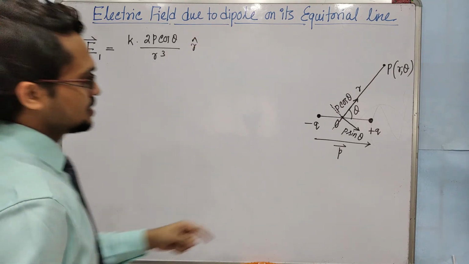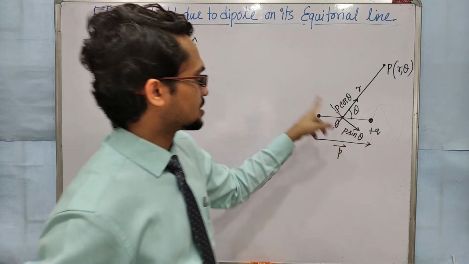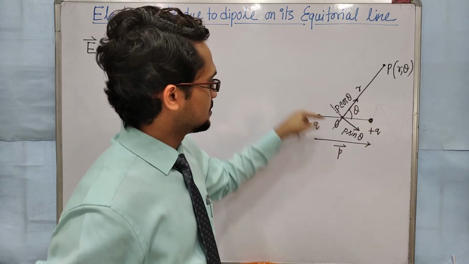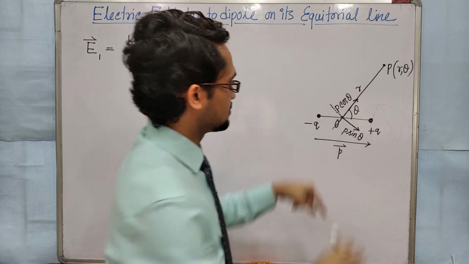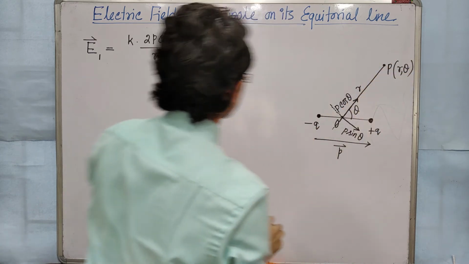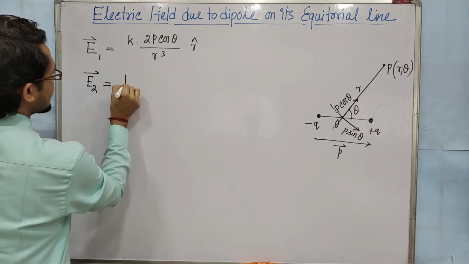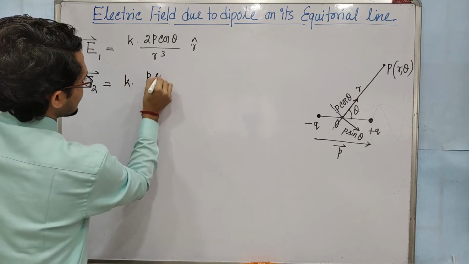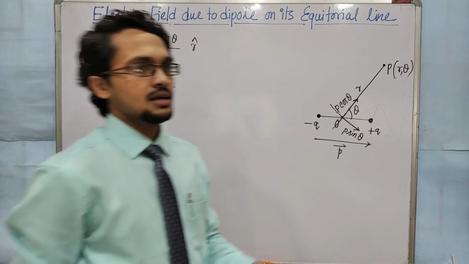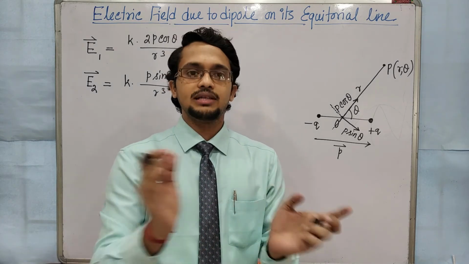And for this dipole of dipole moment P sin theta, the point P is on the equatorial line, right? So the formula will be, I am writing it as E2, K into P sin theta by r cube. So what was the formula? 1 by 4 pi epsilon 0, P by r cube into P cap, with negative sign.